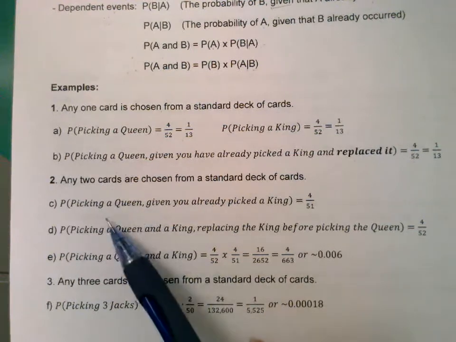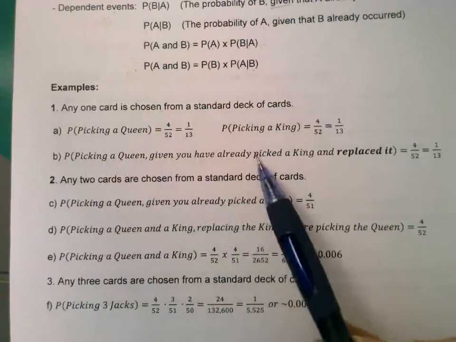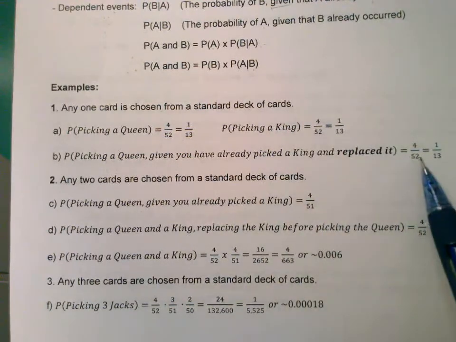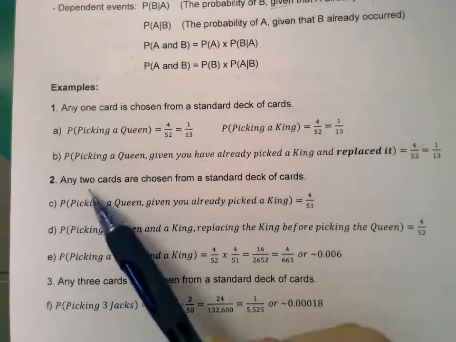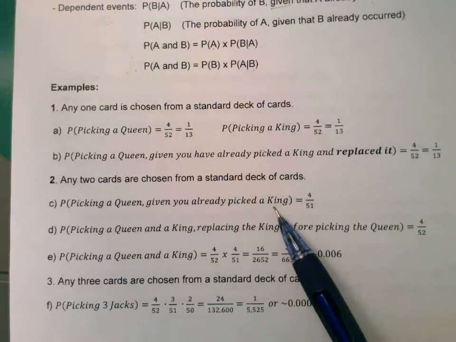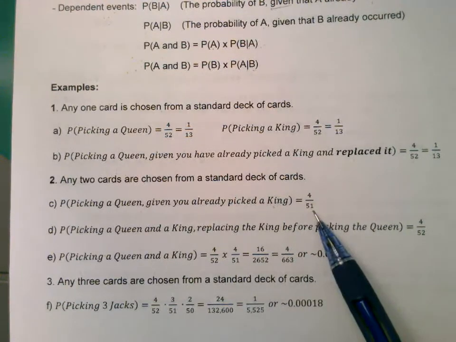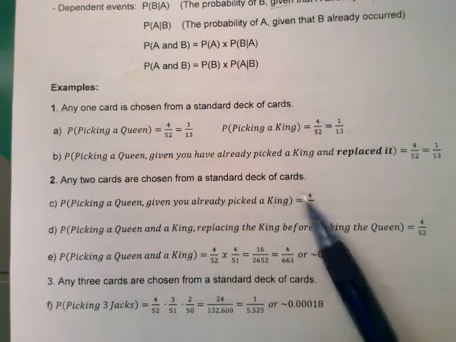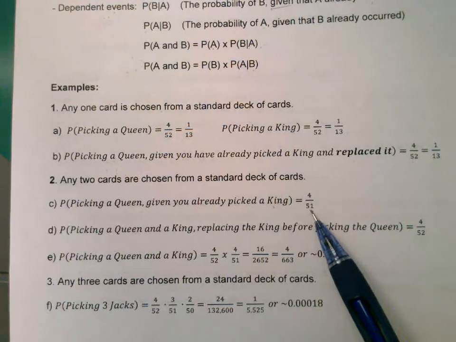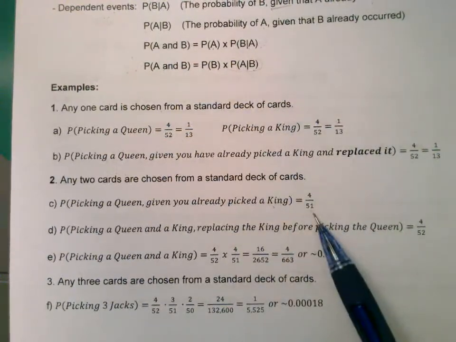Picking 2 cards, though, let's see. This is kind of picking 2 cards, but you replace it, so the math is just picking 1 card. Picking a queen, given you've already picked a king, means it's not put back. So if you've already picked a king, there is 1 less card in the deck. So it's 51, but there are still 4 queens. This is a given. Remember, givens have different denominators.